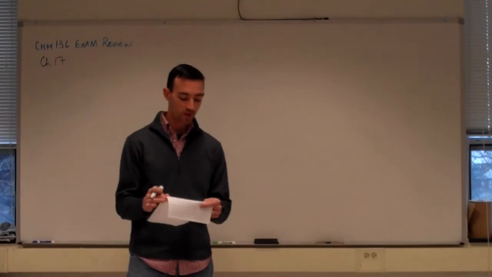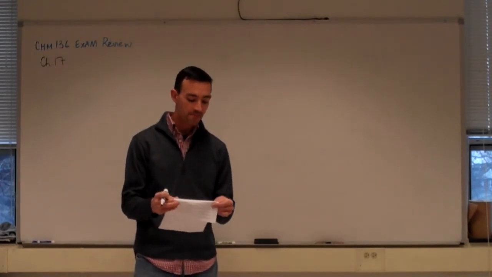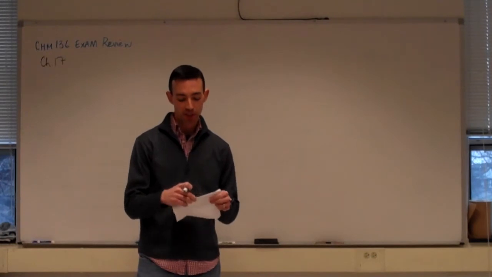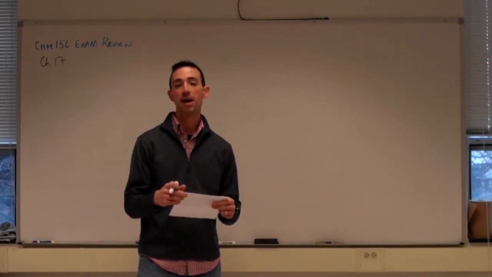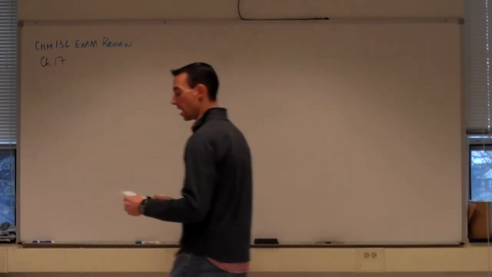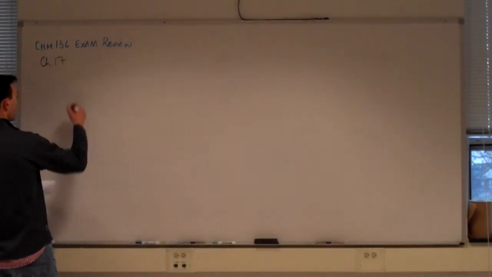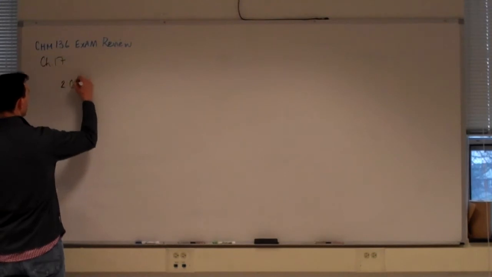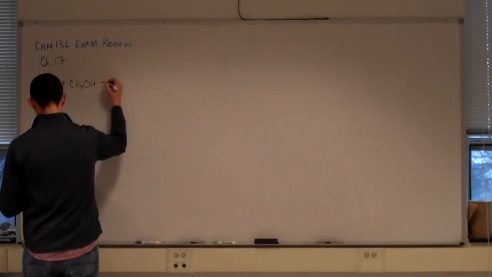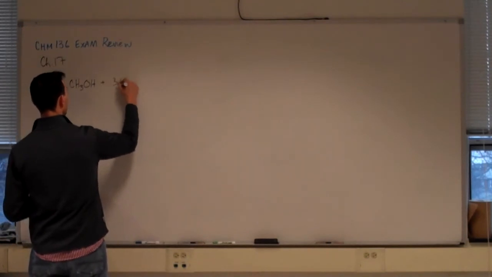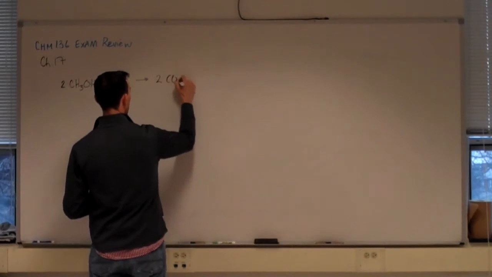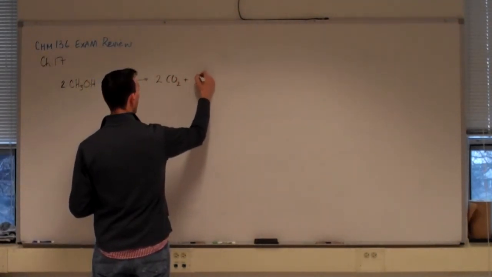The first question that relates to Chapter 17 is one that says, calculate the standard entropy change for the combustion of methanol at 25 degrees Celsius. So that's where I'm going to begin for these problems. So methanol, the reaction is 2CH3OH plus 3 oxygen, producing 2 carbon dioxide and 4 water.